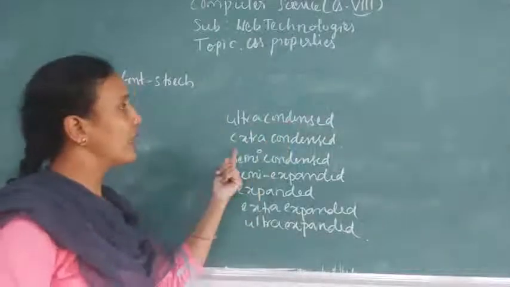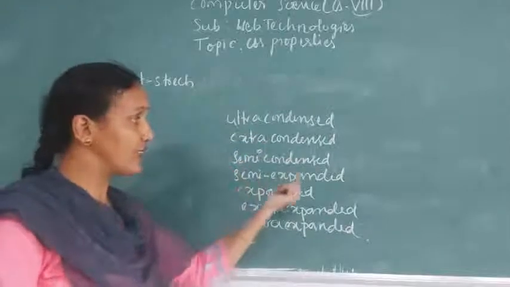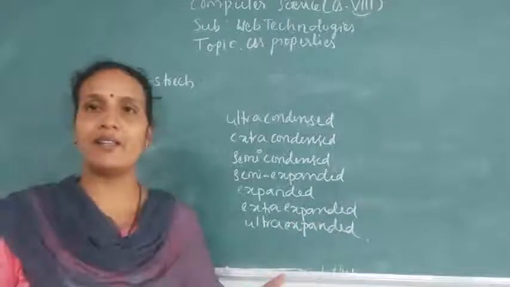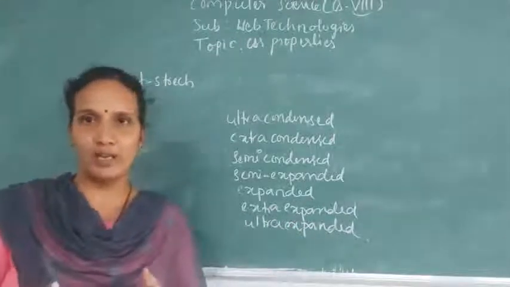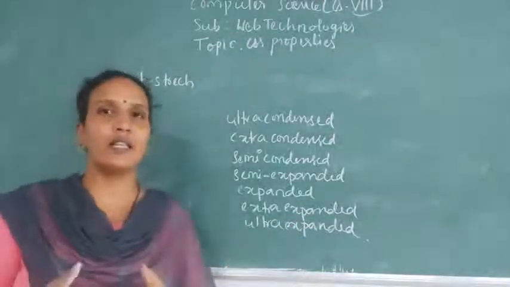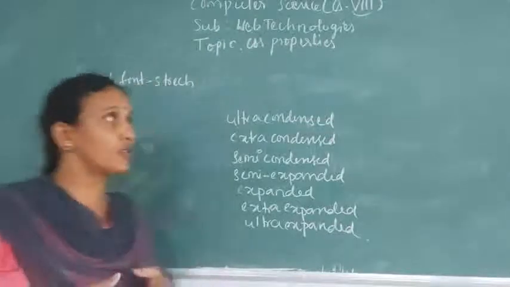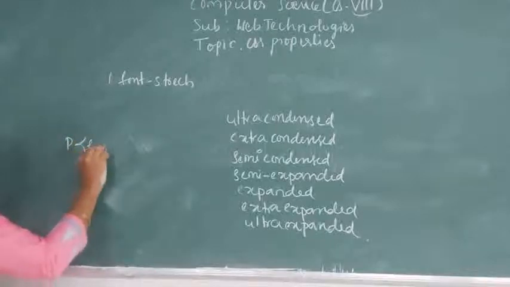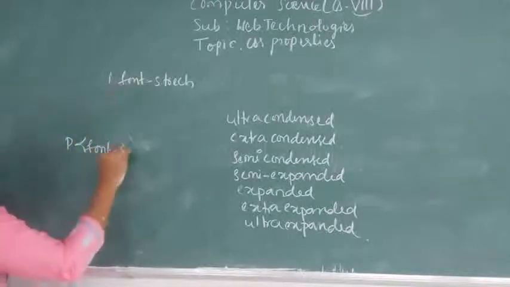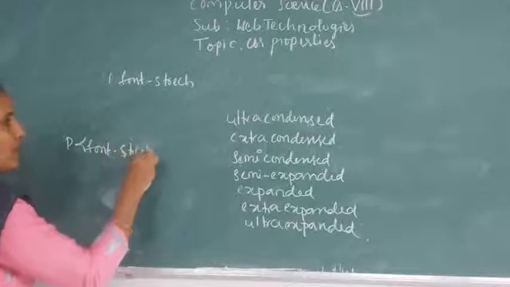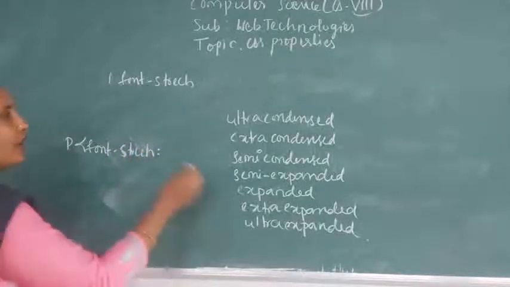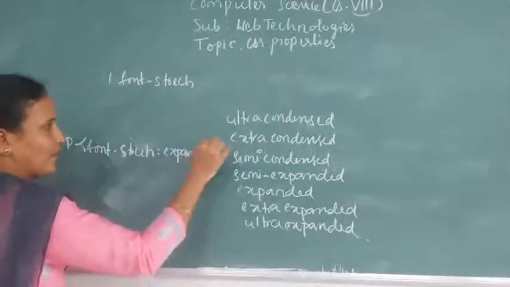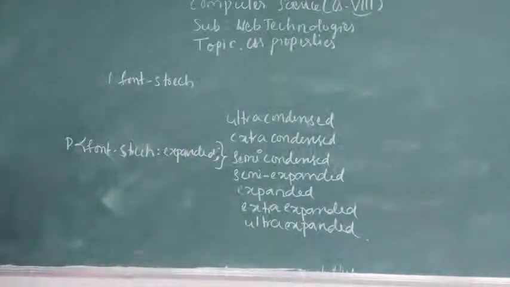These are the possible values for the font stretch: ultra-condensed, extra-condensed, semi-condensed, semi-expanded, expanded, extra-expanded, ultra-expanded. Expanded means the width of the text will be increased, and condensed means the width of the text will be decreased. Now again I write font-stretch, for example, expanded. You write this.